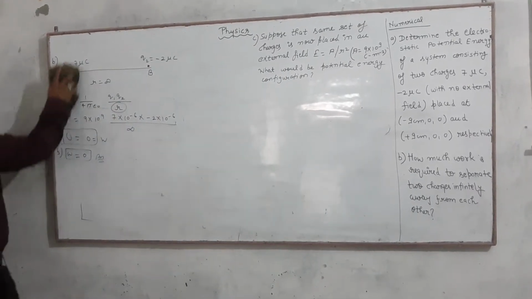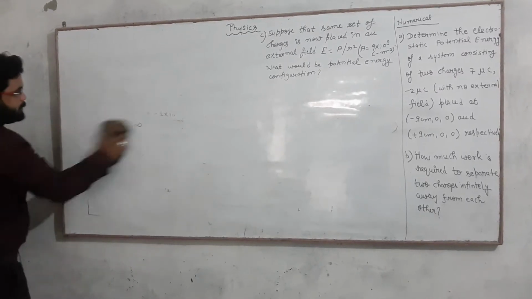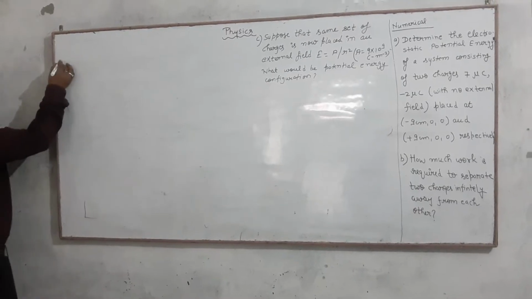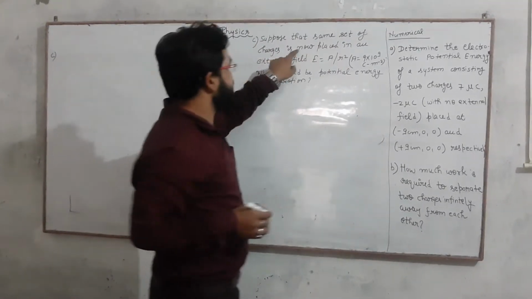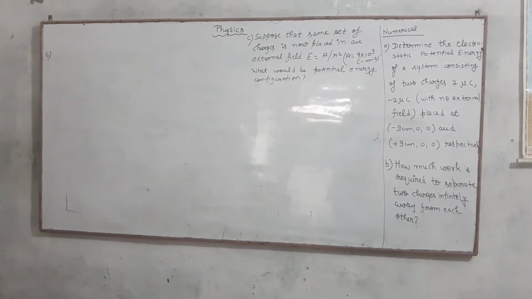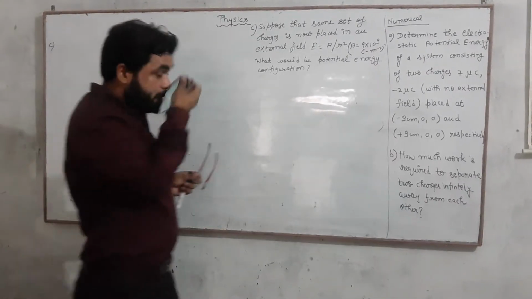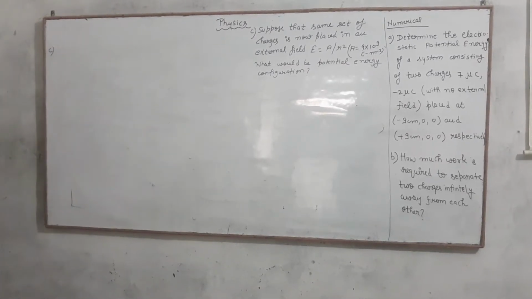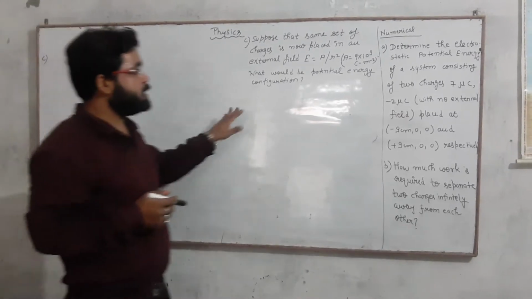What is the third part? In the third part, they are saying, suppose that the same set of charges is now placed in an external field E is equal to A by R square, where A is equal to 9 into 10 to the power 9 coulomb meter to the power minus 2. Then what will be the potential energy configuration?